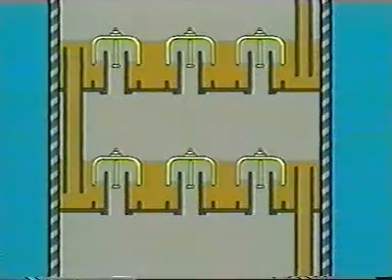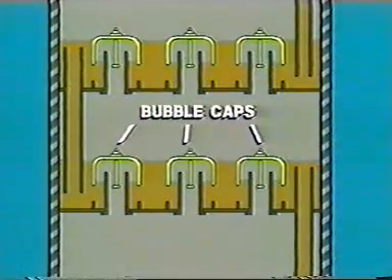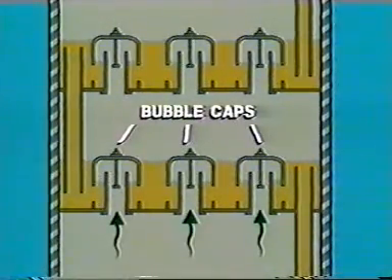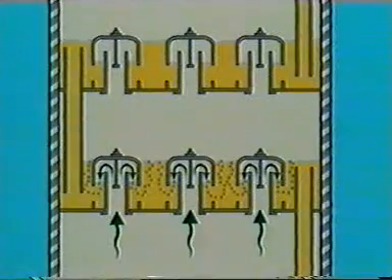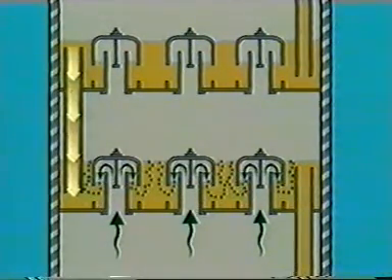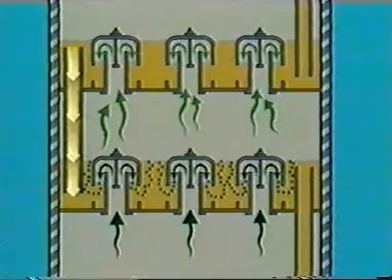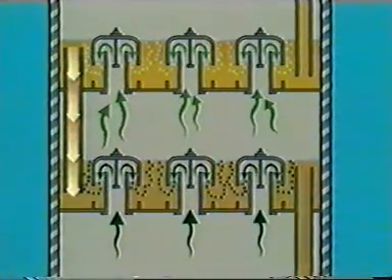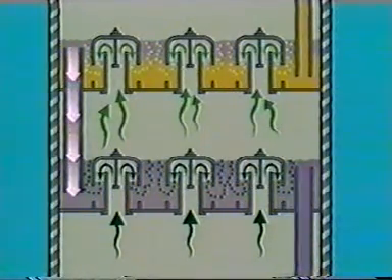Each tray has openings with bubble caps bolted over them. The upflowing gas is forced through these caps and bubbles evenly through the downflowing glycol. The gas gives up water, and becomes drier as it passes upward through each succeeding tray. The glycol becomes more saturated with water as it flows downward over each tray.